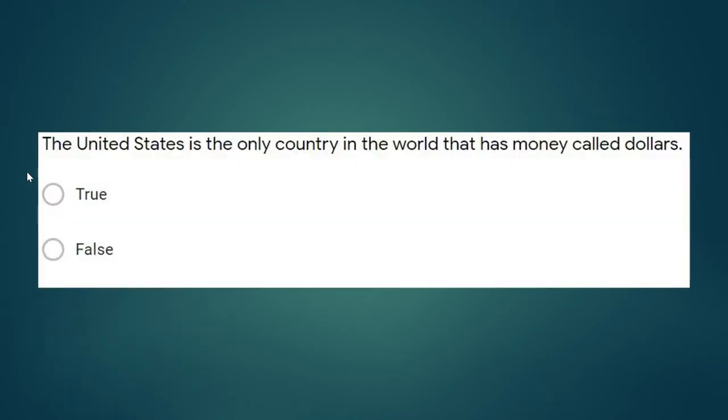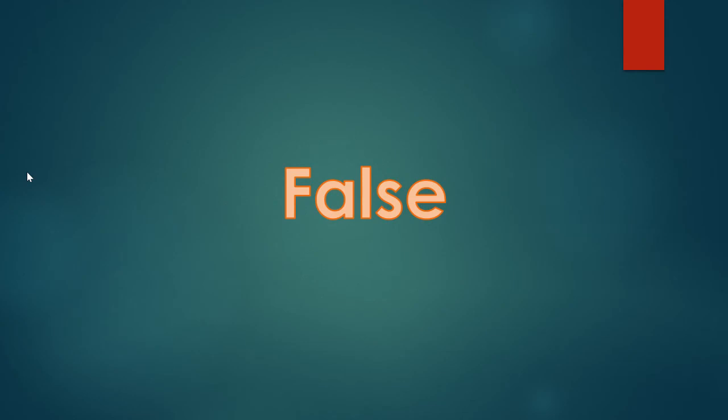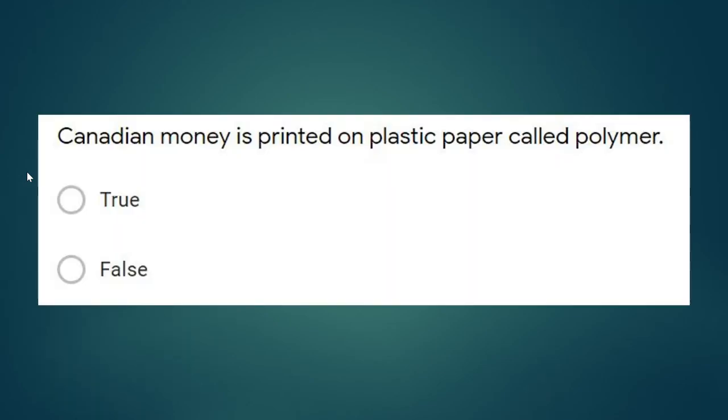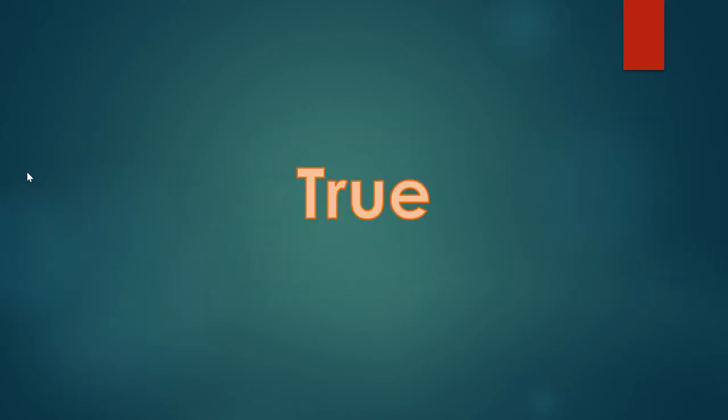True or false? The United States is the only country in the world that has money called dollars. That is false. Canada also has dollars, and so do parts of the Caribbean. True or false? Canadian money is printed on plastic paper called polymer. Look at your study guide on the back if you can't remember, but this is true. They are printed on plastic paper called polymer.